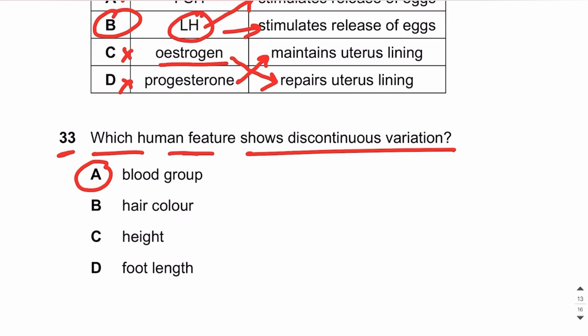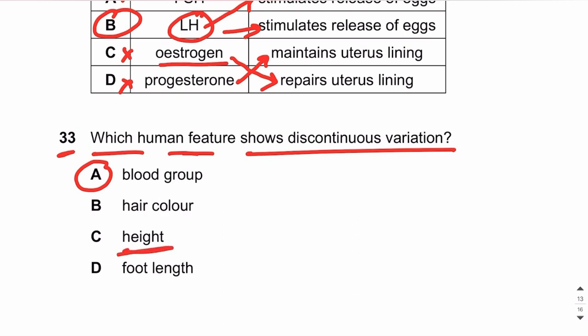So there is blood group A, blood group B, blood group AB, and O, and these blood groups are distinct from each other. You can easily distinguish between these blood groups, and whenever you can distinguish between the phenotypes, that is discontinuous variation. If you talk about hair color, it's very difficult to distinguish between different shades of black and different shades of brown, so that is continuous variation and not discontinuous.